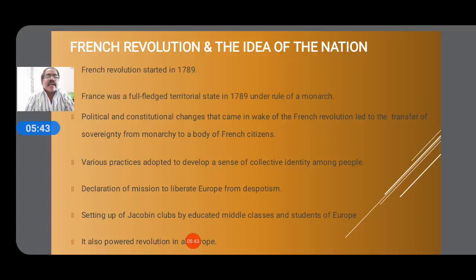Various practices were adopted to develop a sense of collective identity among people. Declaration of mission to liberate Europe from despotism. Setting up of Jacobin clubs by educated middle classes and students of Europe. It also powered revolution in all Europe.